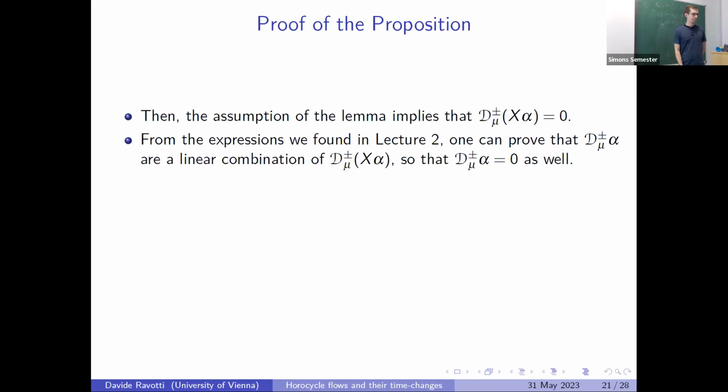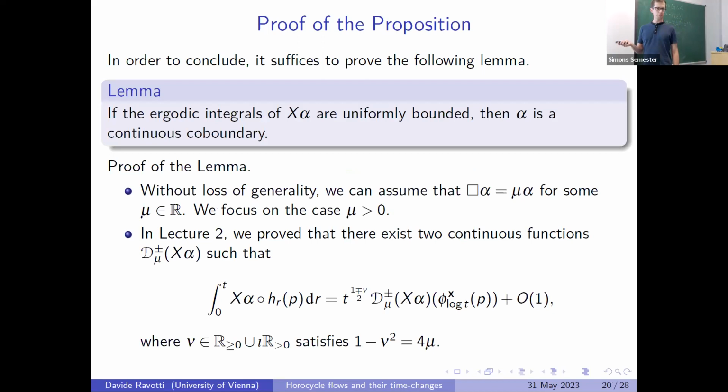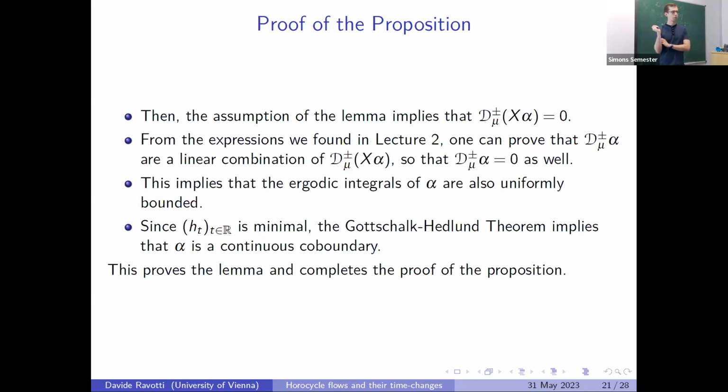So by this same formula, this time applied to alpha, because we just proved that these associated to alpha are also zero, the ergodic integrals of alpha are also uniformly bounded. And now I use the Gottschalk-Hedlund theorem to prove that alpha is a continuous coboundary. There is another way of proving this lemma.